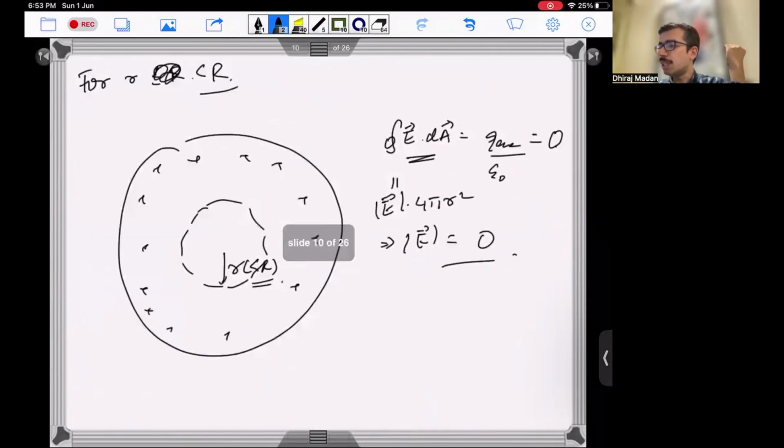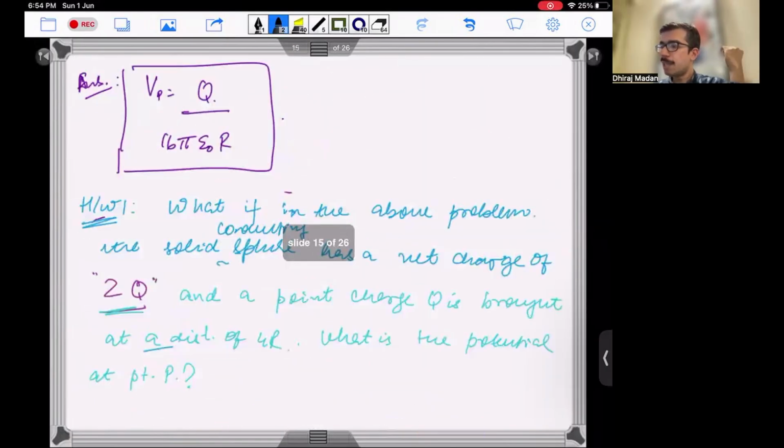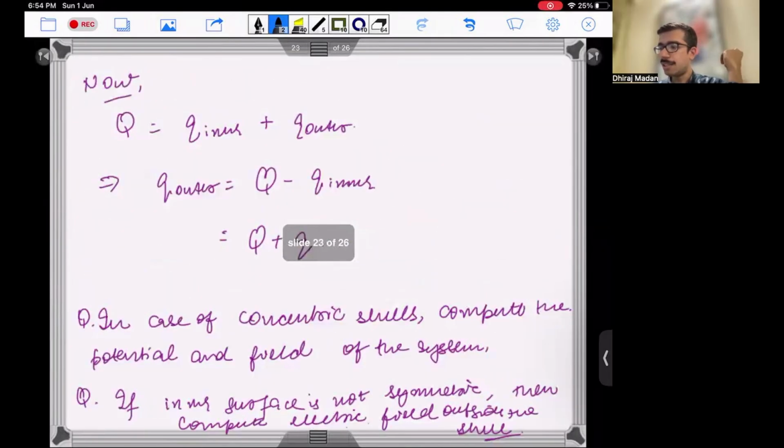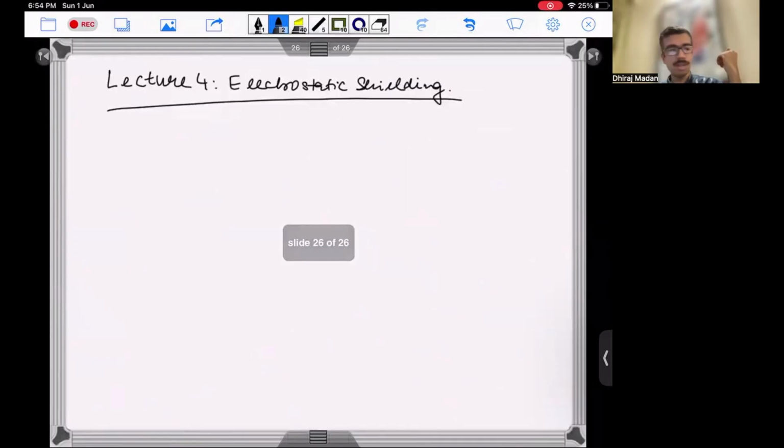We have been using these properties again and again in different lectures, with different ideas and different sorts of problems. Now let's come back to the idea of electrostatic shielding.